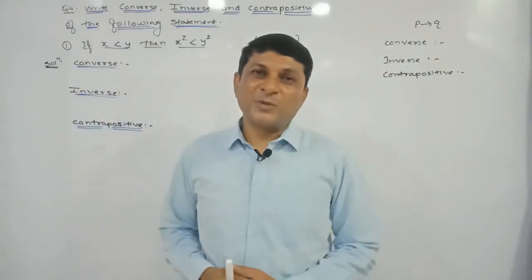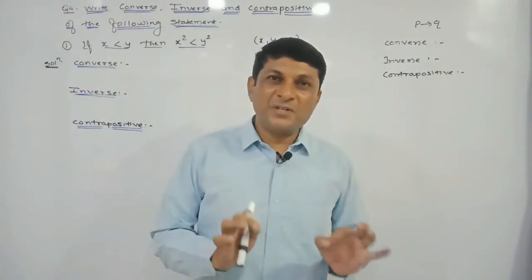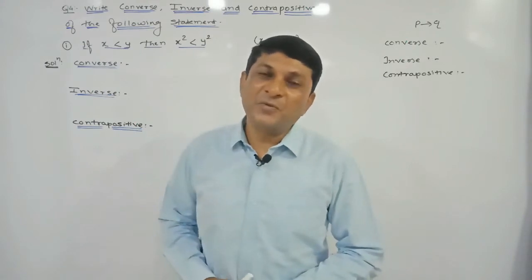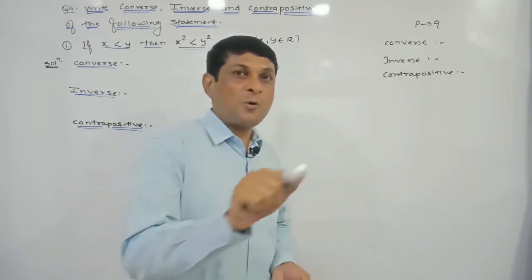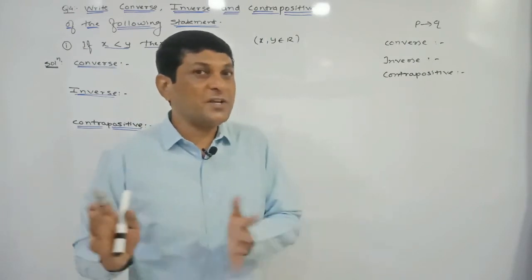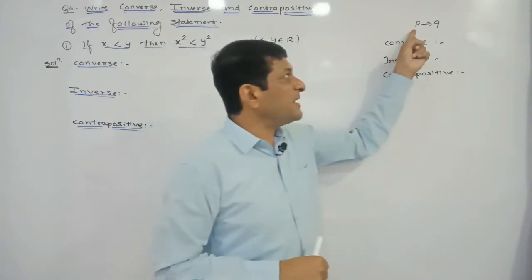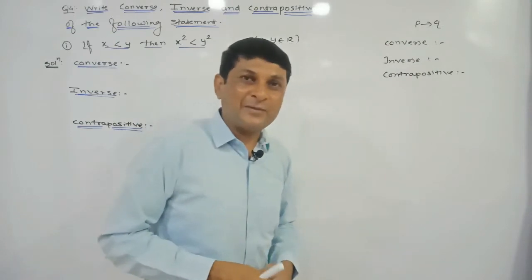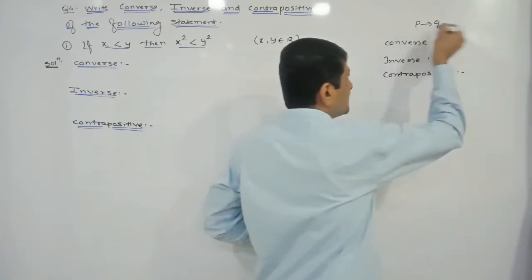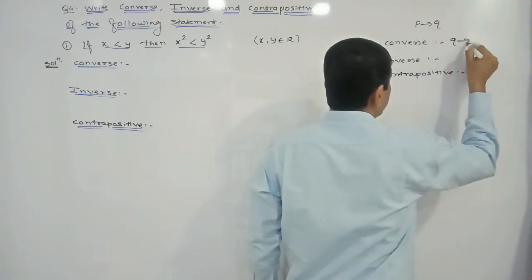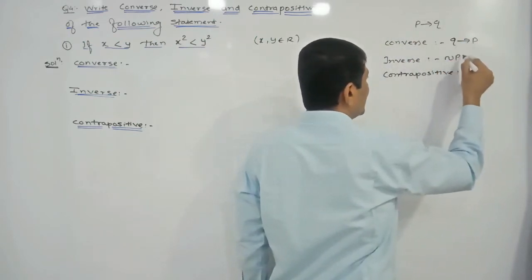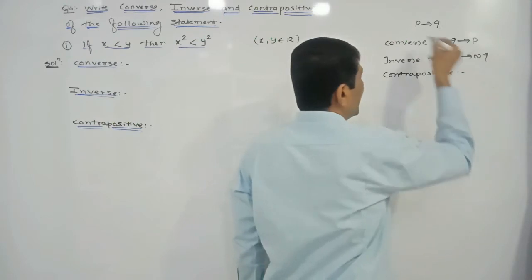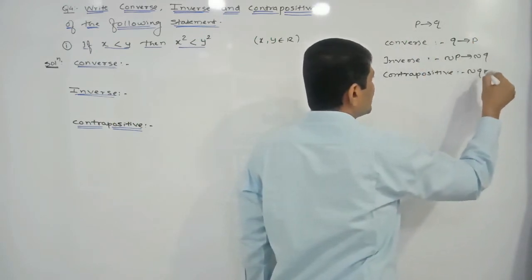Now in the last question we are finding the converse, inverse and contrapositive of the given conditional statement. Conditional statement means two parts are connected by what? Implication. Implication means if-then. So if the statement is a conditional statement, its converse, meaning the converse of P implies Q, is Q implies P. The inverse of this statement is negation P implies negation Q, and its contrapositive is negation Q implies negation P.